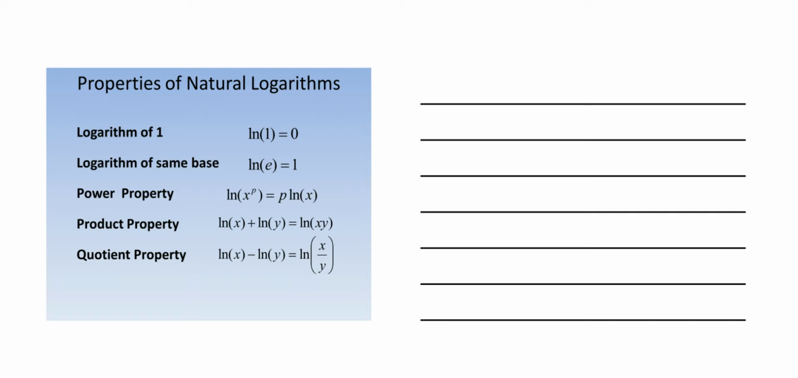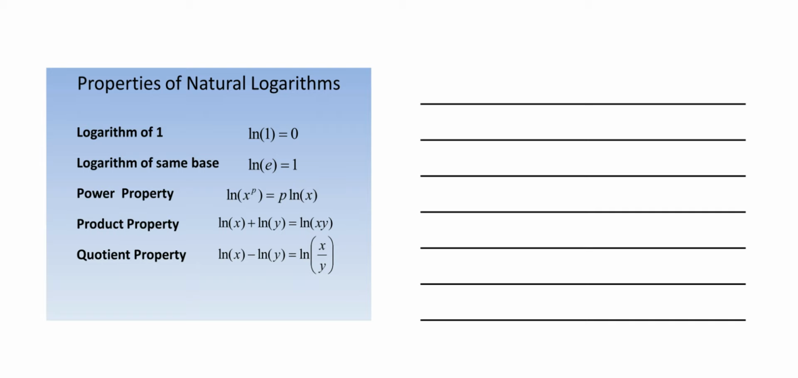Logarithm of the same base, ln of e. Keep in mind, ln is log base e, so they cancel each other out, giving you a 1. When you multiply and divide by the same number, it gives you 1. So that's just a reference, so be aware of that. In this case, ln and e are opposites to each other, cancel out, giving you a 1.